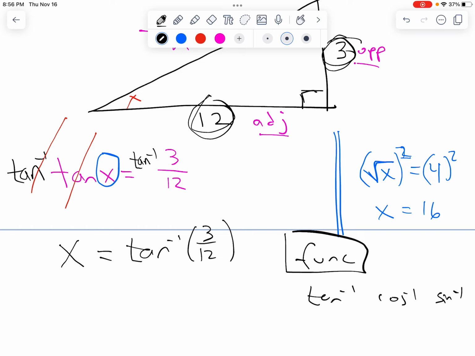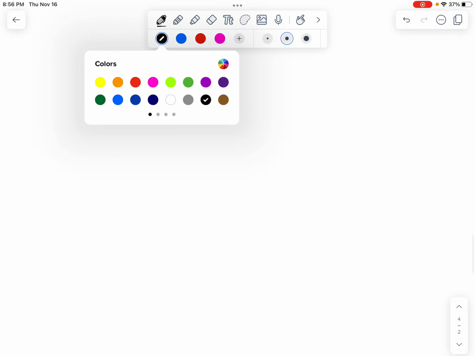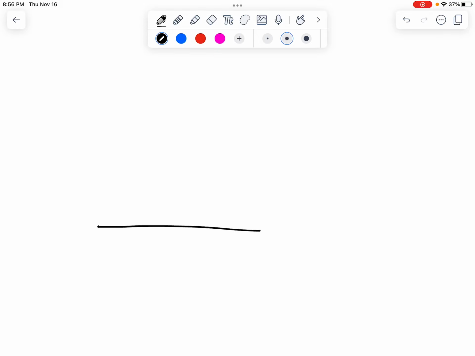Let's do one more inverse question just so you have some time to practice. So I'd try this one on your own. Okay, so we got 8, 17, and x, and this is clearly not drawn to scale at all.